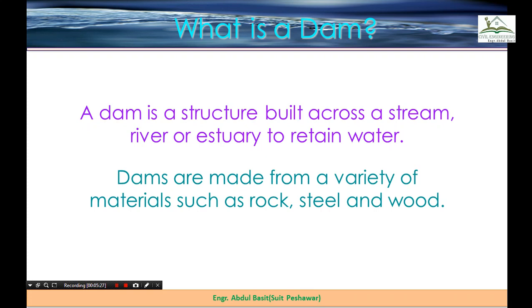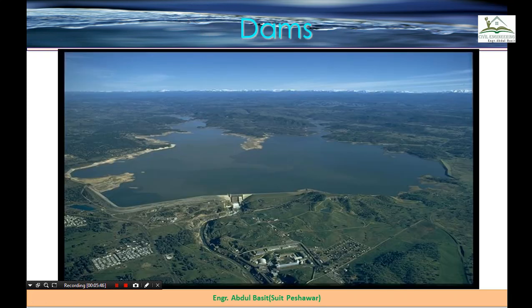So that water may be used for power generation, for recreational purposes, and for irrigation as well. Dams are made up of a variety of materials, from rock, steel, wood, concrete, and brickwork. So different types of materials may be used for dam construction.